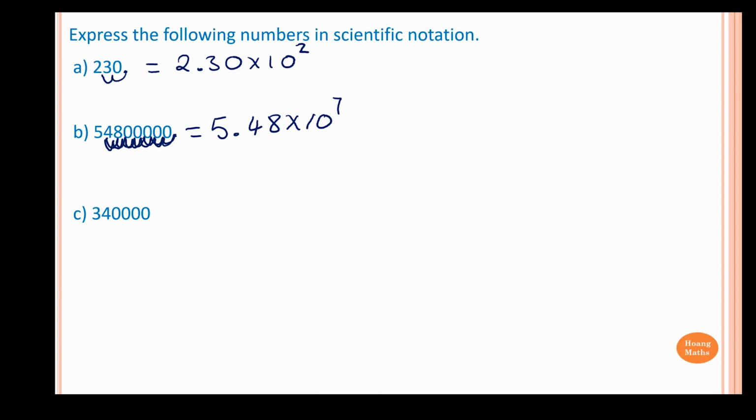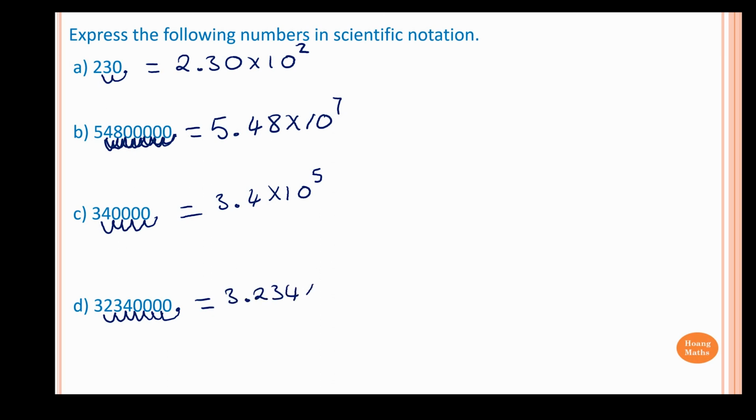340,000. We move 1, we move 2, 3, 4, 5. So 3.4 times 10 to the power of 5. This one here: the decimal is right at the back. So we move 1, we move 2, we move 3, we move 4, 5, 6, 7. So 3.234 times 10 to the power of 7.